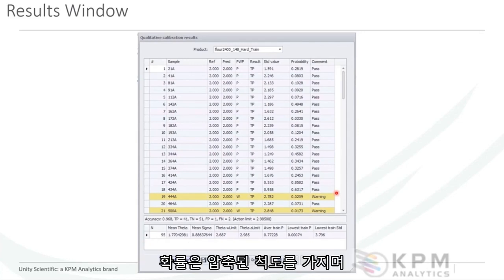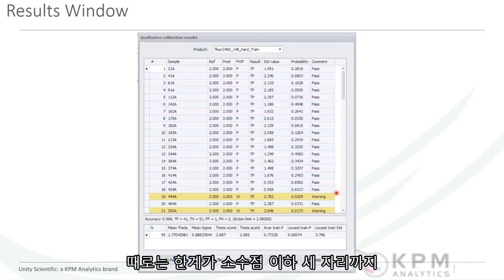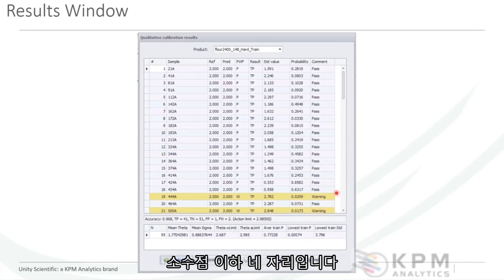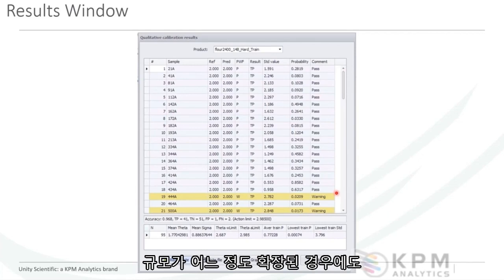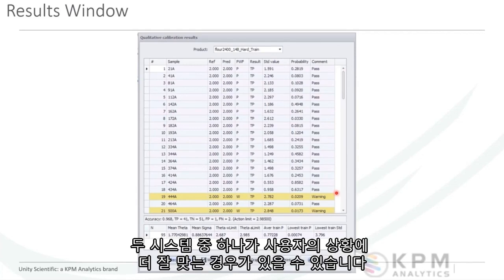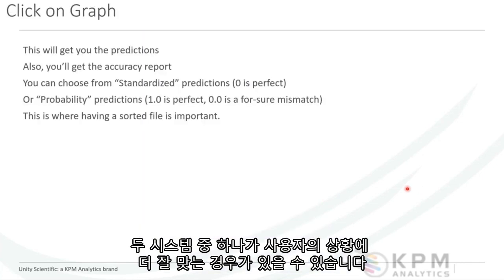Probability has a little bit of a compressed scale, and sometimes the limits go to 3 decimal places or 4 decimal places. It's a little bit harder to evaluate, I think, than a standardized value where the scale is expanded a little bit. But there might be cases where either one of the systems works better for your situation.